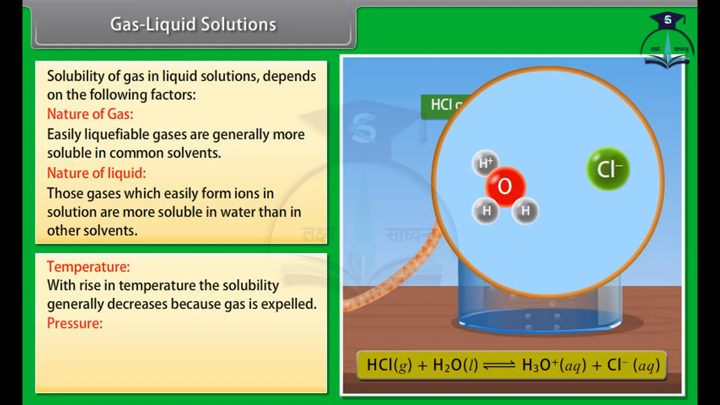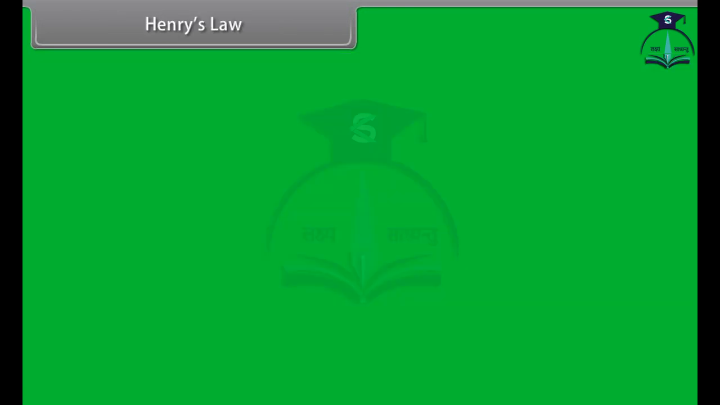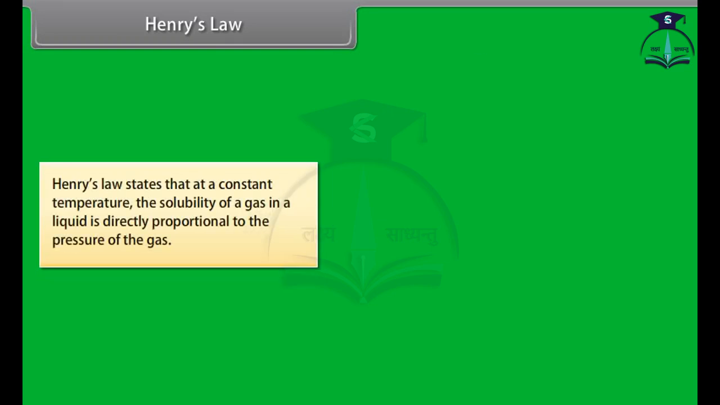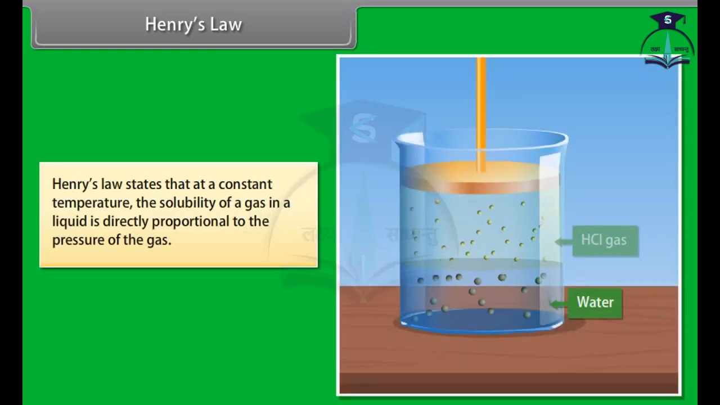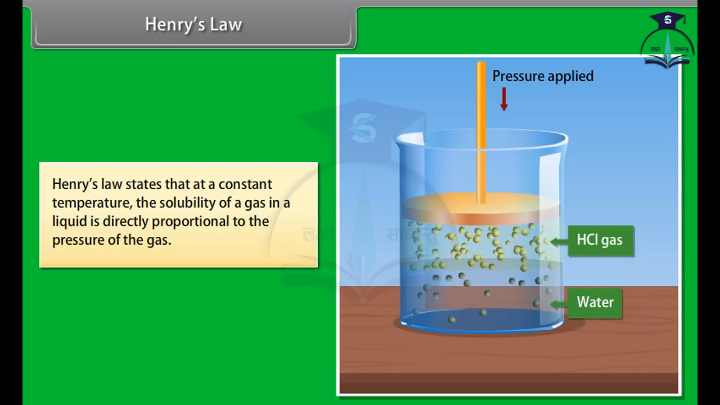Pressure. Pressure is an important factor affecting the solubility of gas in liquids. This is governed by Henry's law. Henry's law. Henry's law states that at a constant temperature, the solubility of a gas in a liquid is directly proportional to the pressure of the gas.